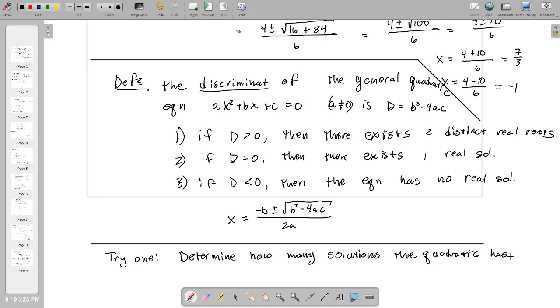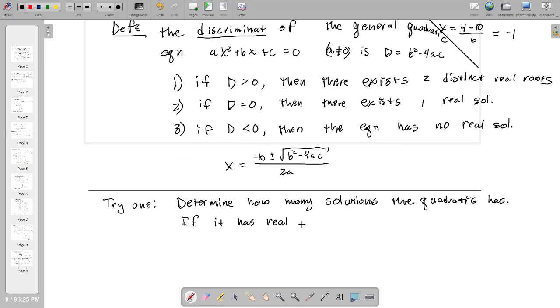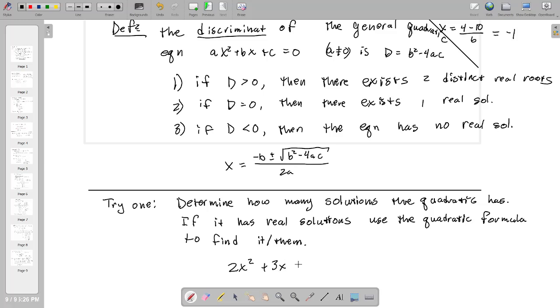Determine how many solutions the quadratic has. If it has real solutions, use the quadratic formula to find it or them. 2x squared plus 3x minus 10 equals 0.